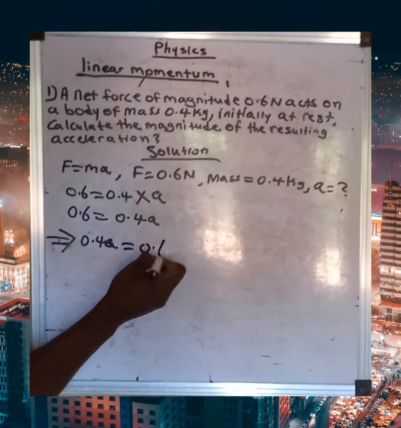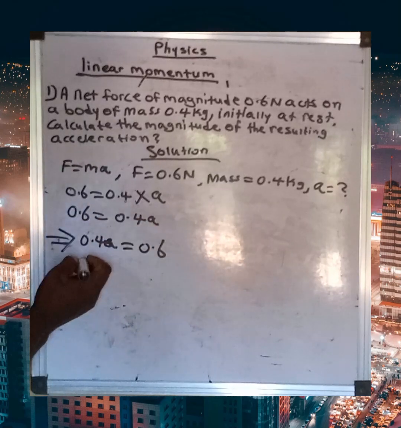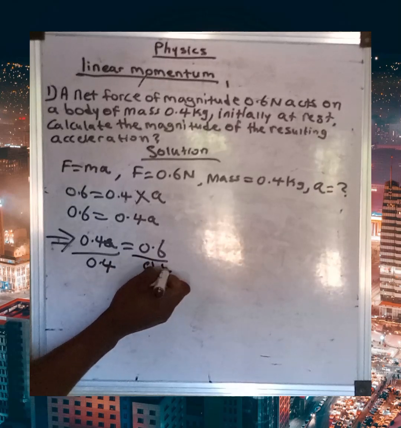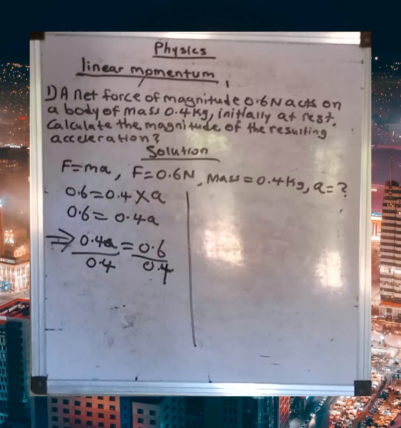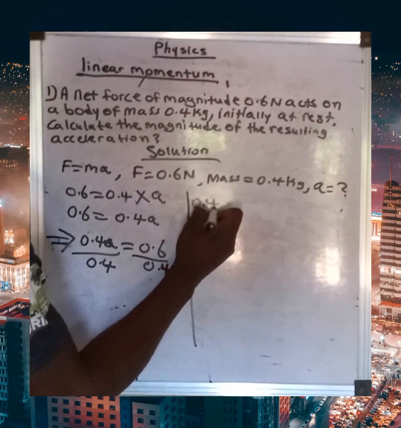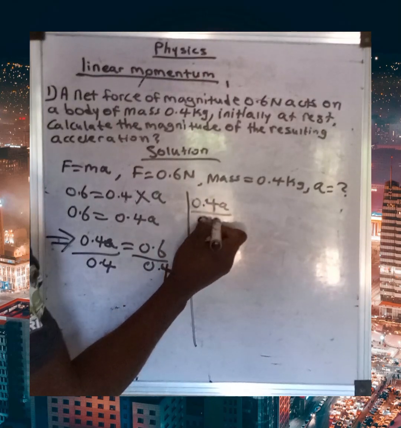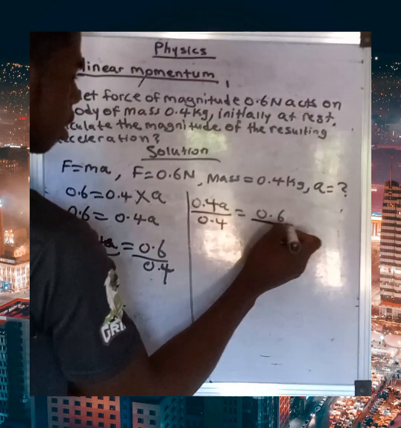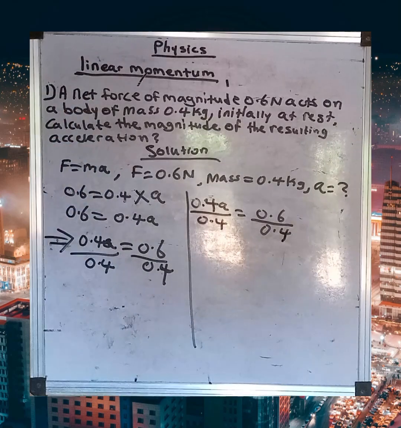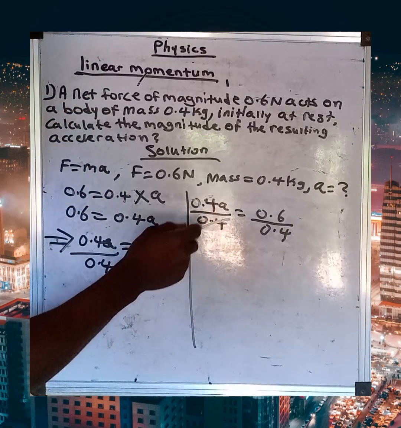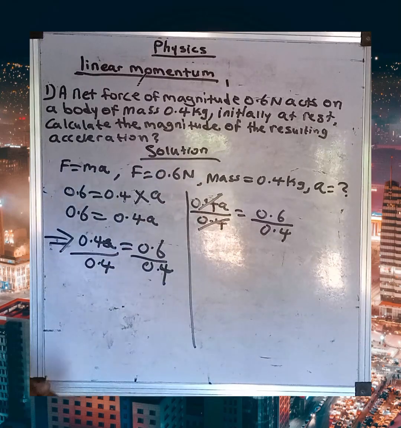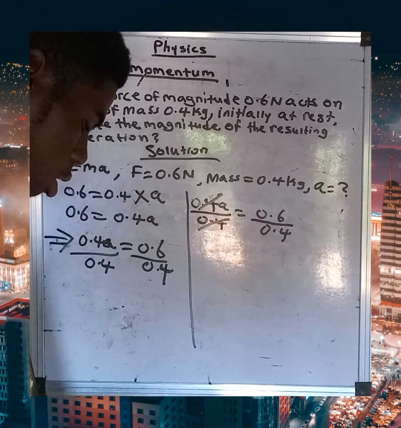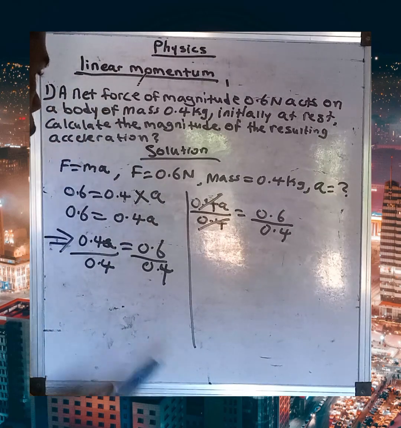I just rearrange them. Then we divide both sides by 0.4. So here we have 0.4a divided by 0.4 equals 0.6 divided by 0.4. So here the 0.4 cancels the 0.4, and here we have 0.6 divided by 0.4. We are going to have 1.5.